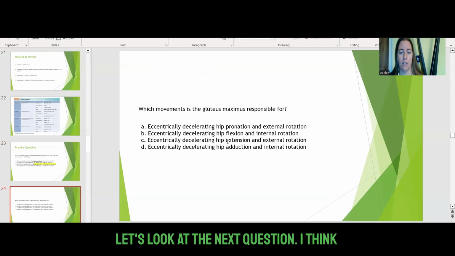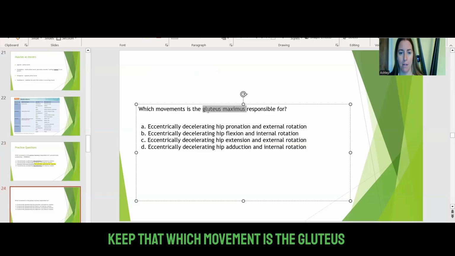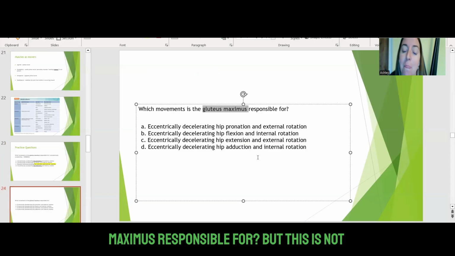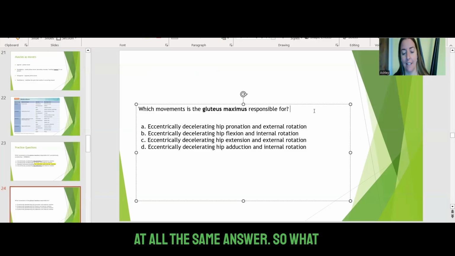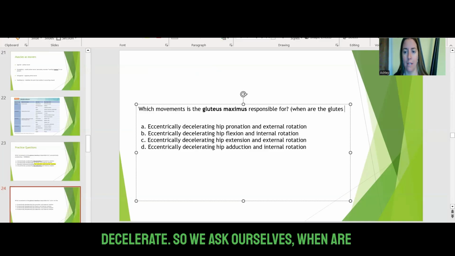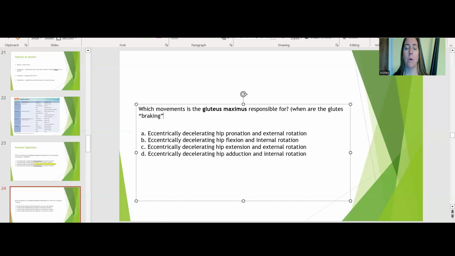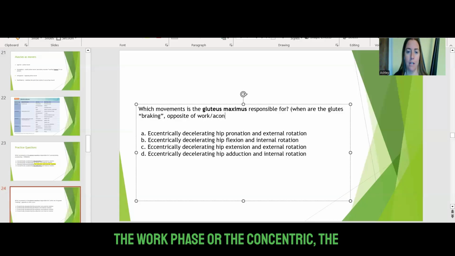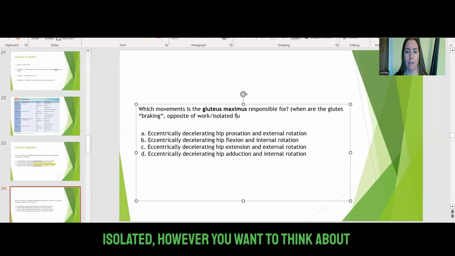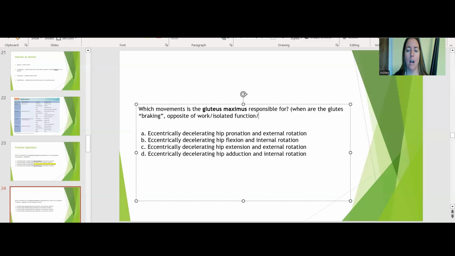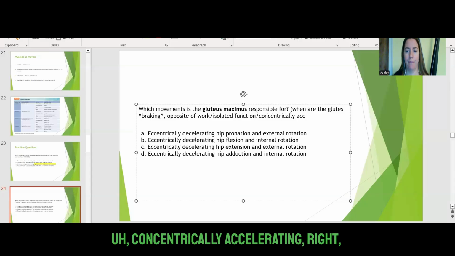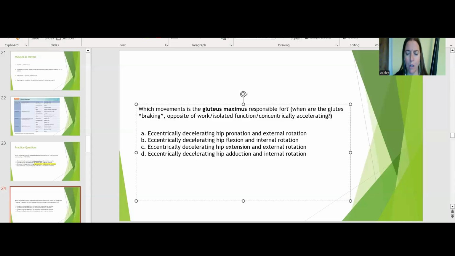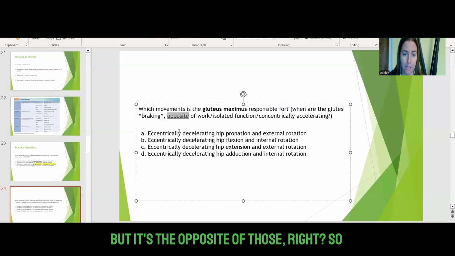Now, let's look at the next question. I think it's the exact same wording. I did keep that. Which movements is the gluteus maximus responsible for? But this is not at all the same answer. So what we're seeing here is eccentrically decelerating. So we ask ourselves, when are the glutes braking, right? And we're looking for the opposite of the work phase or the concentric, the isolated function, concentrically accelerating, all of those. But it's the opposite of those, right?